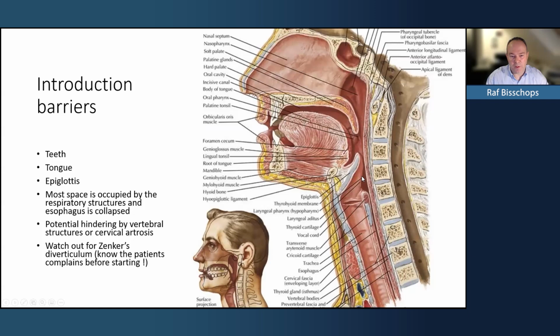locate the arytenoids. Remember that most of the space in this area is occupied by the respiratory structures, and the esophagus, in fact, is collapsed between it and the spine. So potential hindering could be caused also by vertebral structures like cervical arthrosis. Also watch out for Zenker's diverticulum and ask your patients beforehand if there are any symptoms of high dysphagia.